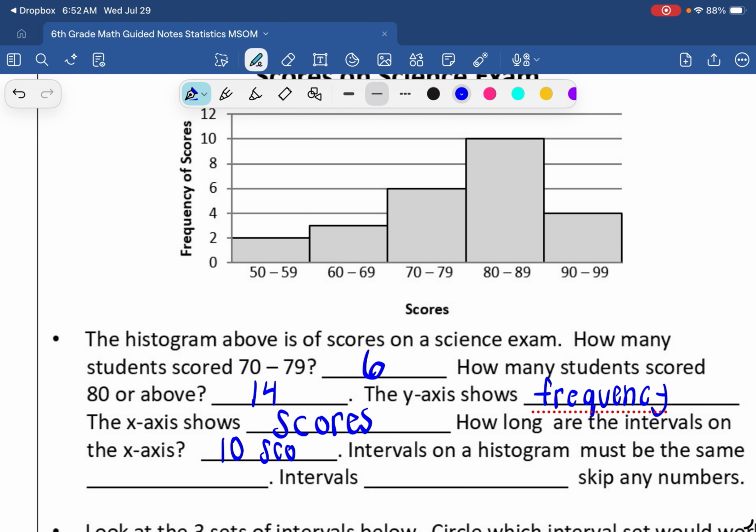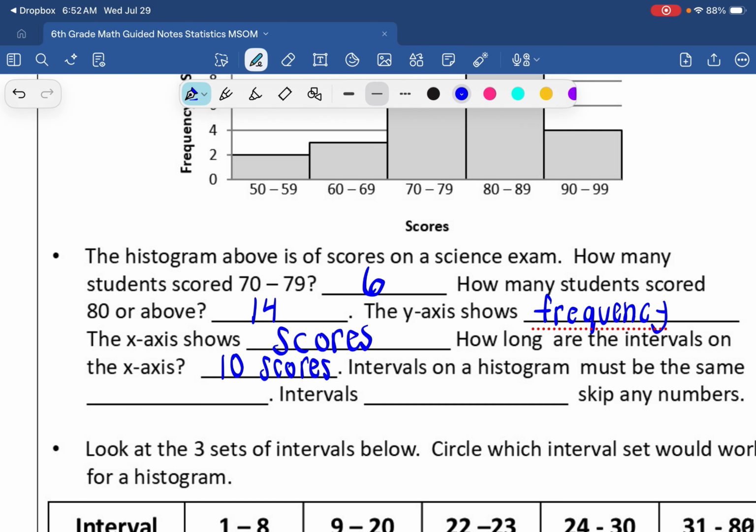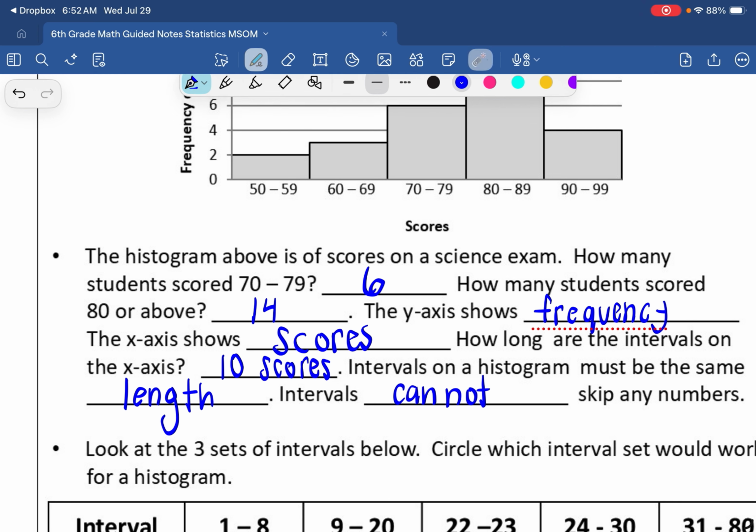Now you don't always do the same intervals. It just depends on the data. Intervals on a histogram must be the same length. Intervals cannot skip numbers. So for example, up here, each of these include 10 scores, and that has to be consistent throughout the histogram. And notice that no numbers are skipped. It goes straight from 59 to 60, 69 to 70, plus all those numbers in between.